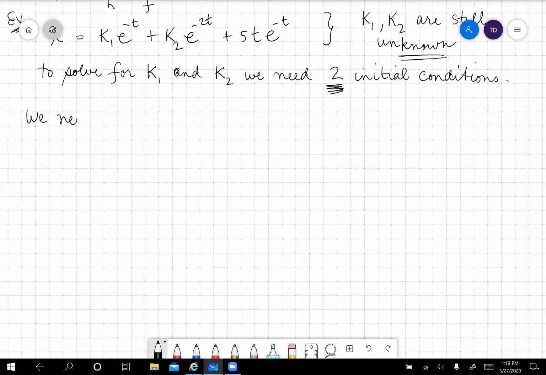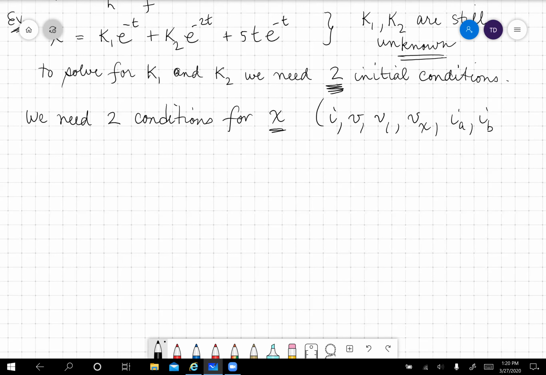We need two conditions for X. In our case, it'll be for I, or for V, or for V1, or for Vx, or for IA, or IB, et cetera, right? Whatever the variable is in our differential equation, that's the variable. We need two initial conditions for that one. One of them is going to be pretty easy to get.